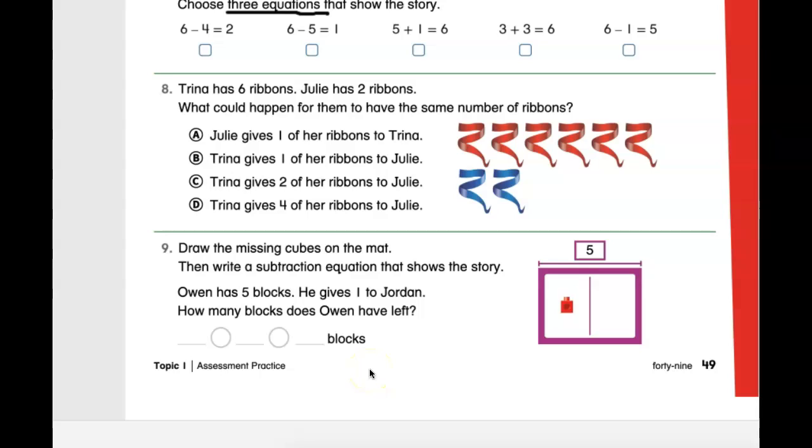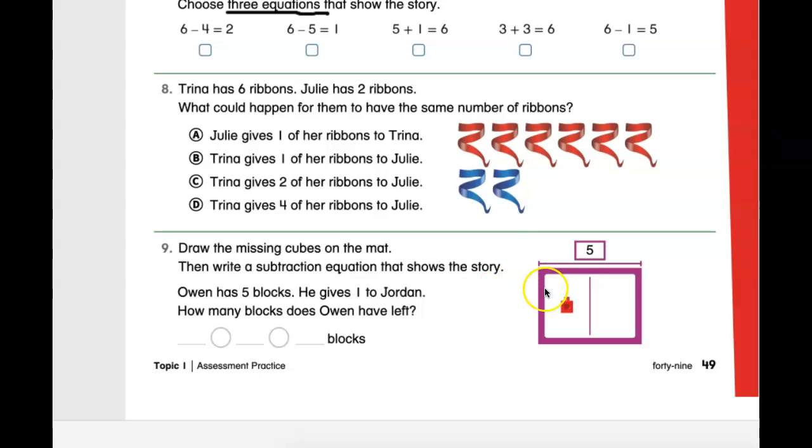Number 9 says draw the missing cubes on the mat. For this one, you can use your pencil and just draw some circles. You don't have to draw this exact cube because that's kind of hard. Then write a subtraction equation that shows the story. So Owen has 5 blocks. He gives 1 to Jordan. How many blocks does Owen have left?